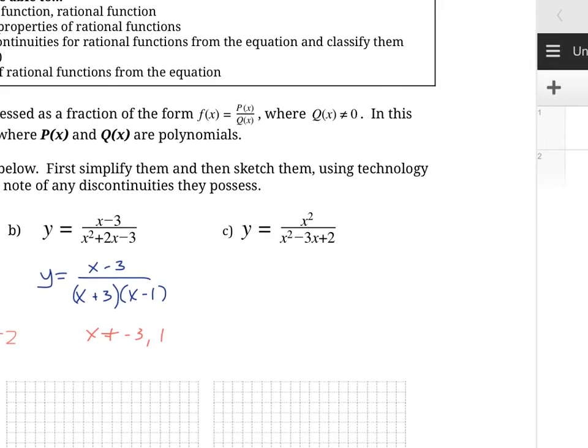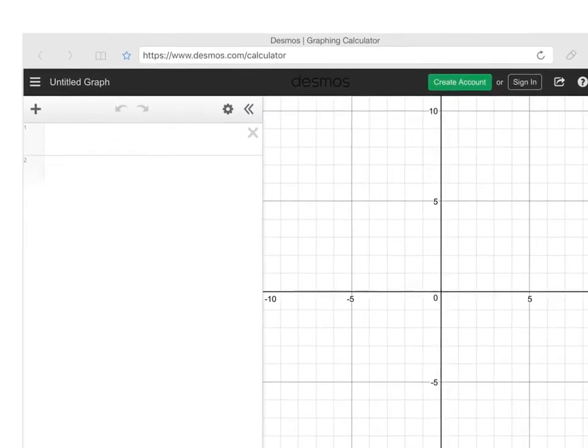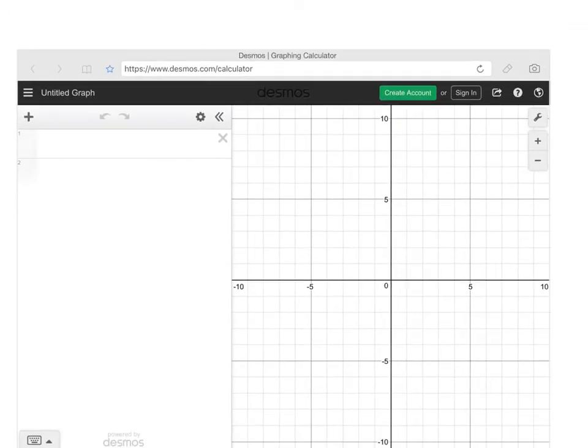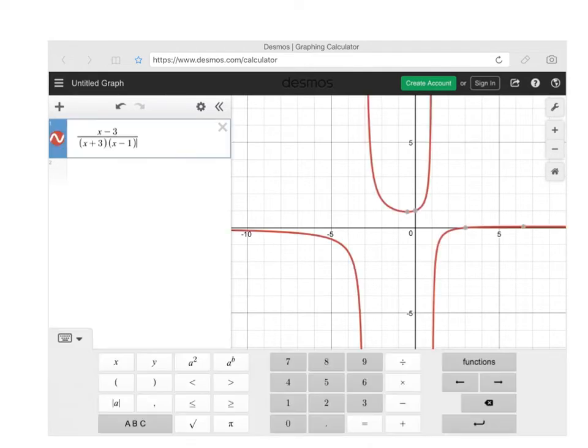So I actually have Desmos right over here, so I'm going to stick that equation in there. So there it is graphed. What do you notice happens at -3 and 1? They're asymptotes, right? So we actually end up having a vertical asymptote here at x equals -3 and a vertical asymptote here at x equals 1. The function exists everywhere between those asymptotes, right? But it does not exist at -3 and 1.